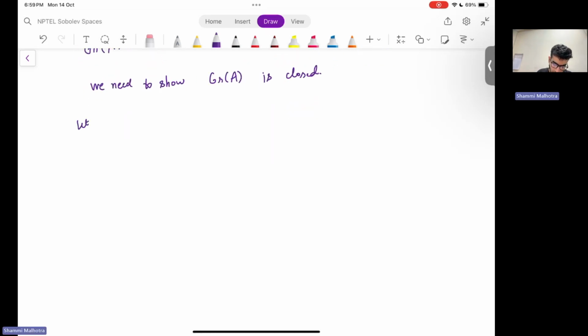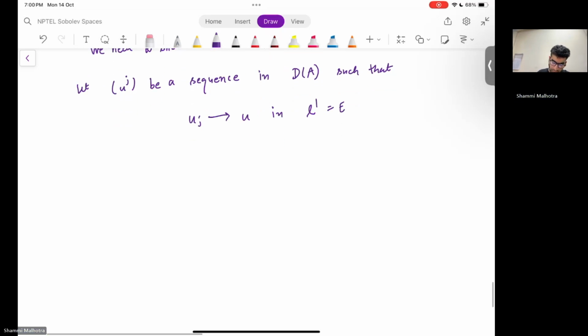So if I take u_j to be a sequence in D(A) such that u_j converges to u in L1, which is nothing but E only, and A u_j converges to some f, again in L1, which is E only.